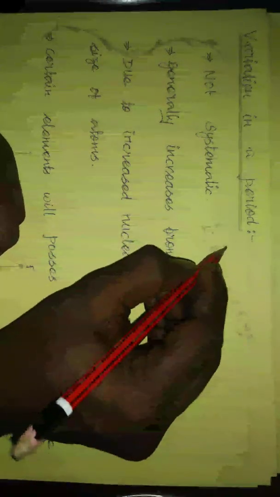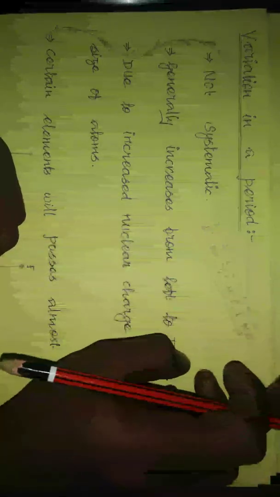Dear students, when we move from lithium to neon in the second period, the atomic numbers are 3, then 4, 5, 6, 7, 8, 9 and 10. We know that atomic number is equal to the number of protons as well as the number of electrons. So here the number of protons will be 3, here 4, 5, 6 and so on. As the number of protons increases, the nuclear charge also will be increasing.